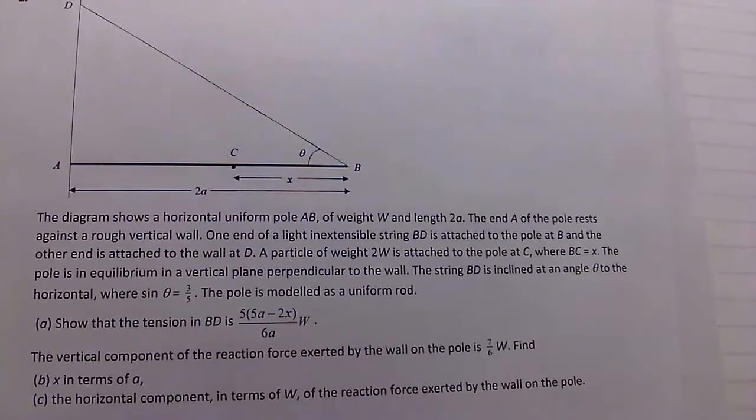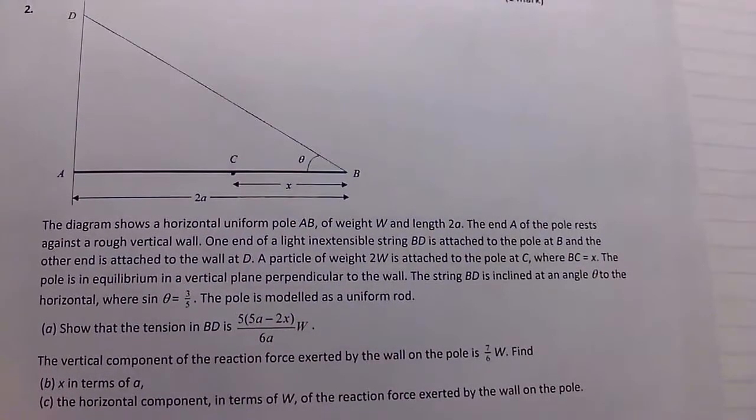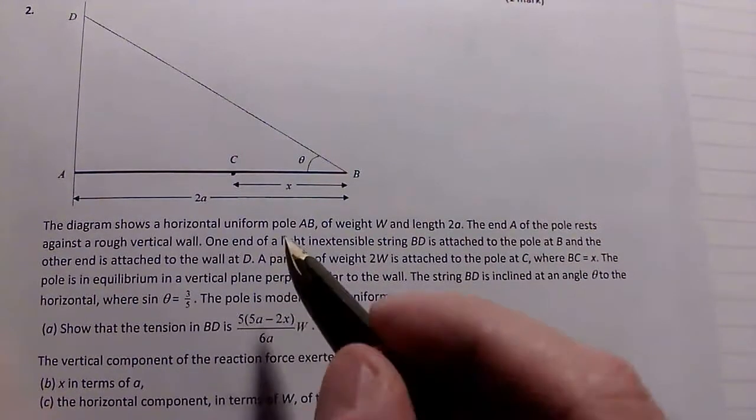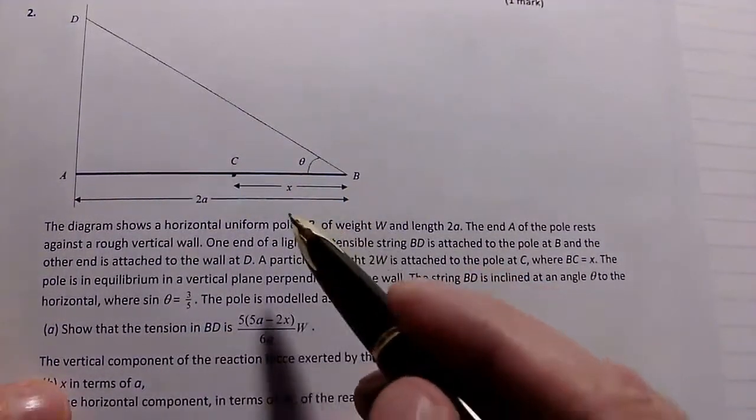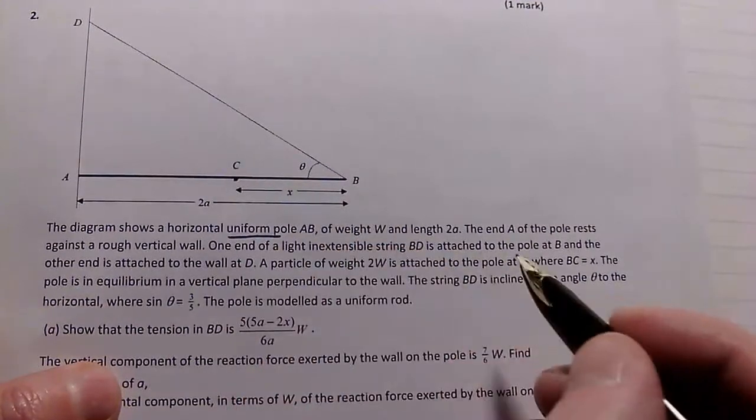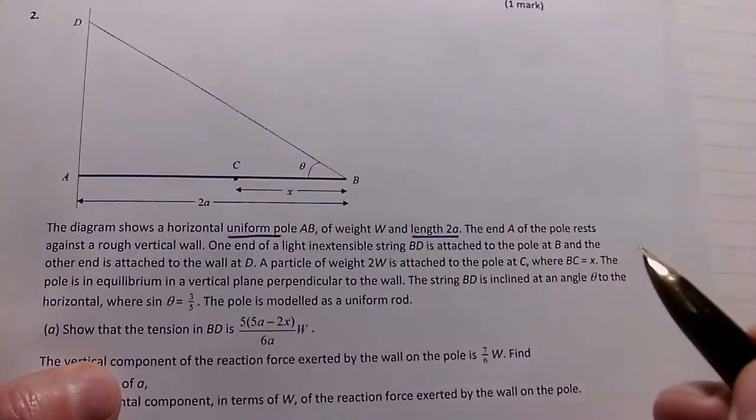Okay, this kind of question really is what you're expecting in the exam. Really important that you grasp what the diagram's showing by using the words. So we have a pole AB. So the object we're going to draw forces on is this pole. It's a uniform pole. We've got the length, which is marked on the diagram.